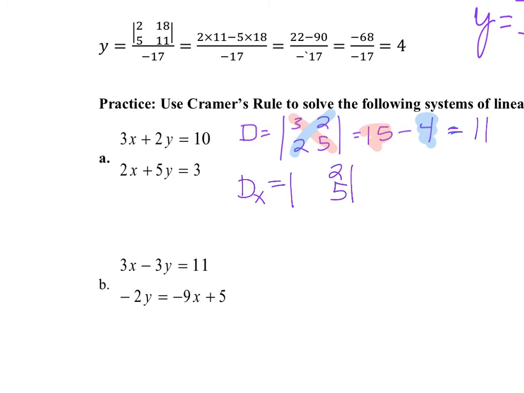We keep the y column and we change the x column to answers, so 10, 3. Now we're going to do our determinant. I forgot to change it to highlighter. There we go. 10 times 5 is 50, minus 2 times 3, which is 6.